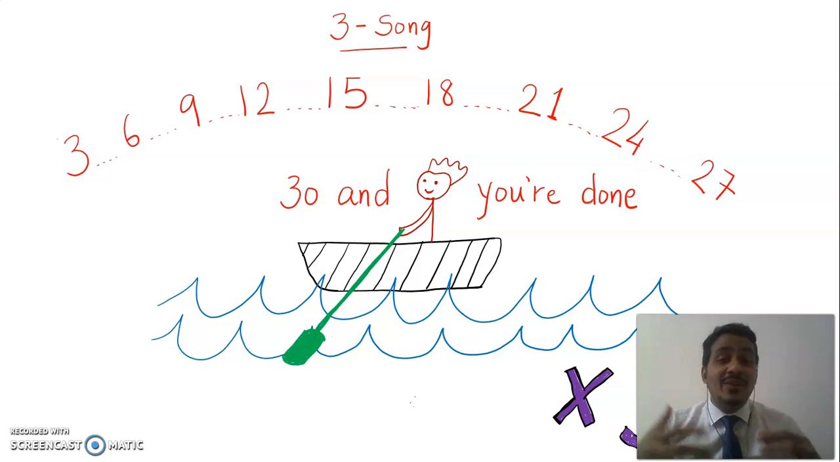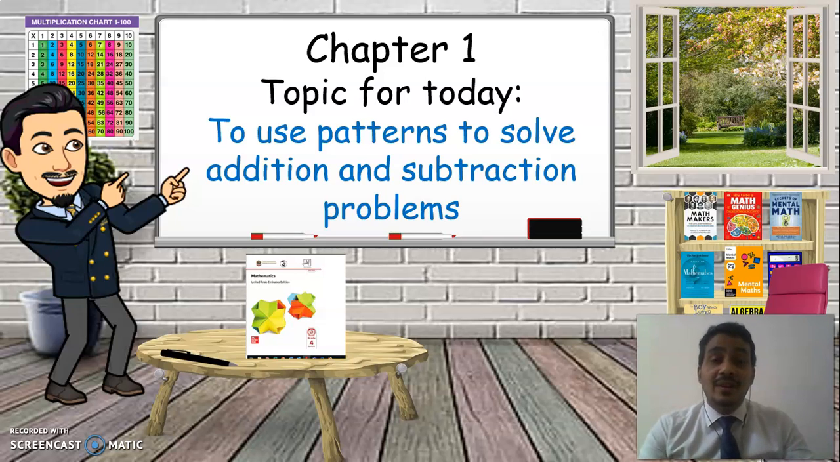So you try to revise, try to recite this poem again and again at home, and you will remember the table of 3. Okay? Perfect. Then today we also learned something very new. What did we learn? We learned how to use patterns to solve addition and subtraction problems.